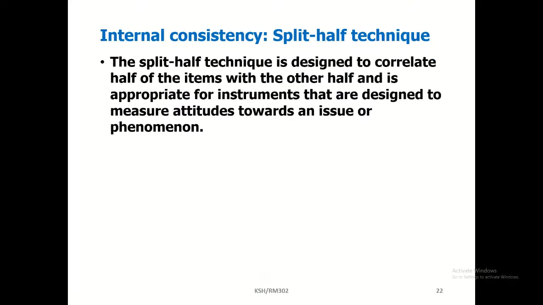Now let's look at the last method of ascertaining the reliability of our research instrument. Here we focus on achieving internal consistency. To achieve this, we need to use a method called split-half technique. The split-half technique is designed to correlate half of the items with the other half, and is appropriate for instruments that are designed to measure attitudes towards an issue or phenomenon.